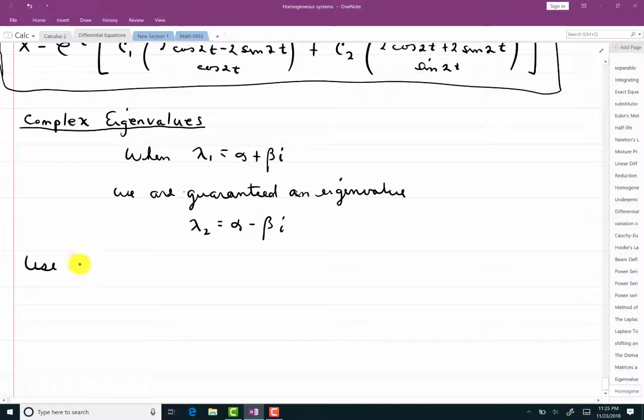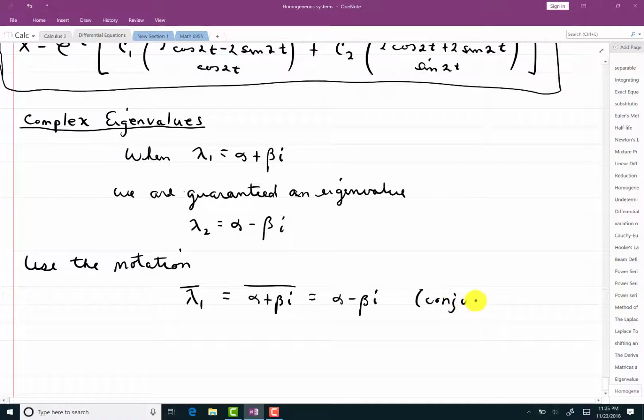Use the notation the following. If I say a lambda with a bar over it, let's say it was lambda 1, that is alpha plus beta i with a bar over it, simply equals alpha minus beta i. This bar is the conjugate. Bar indicates we're going to take the conjugate.